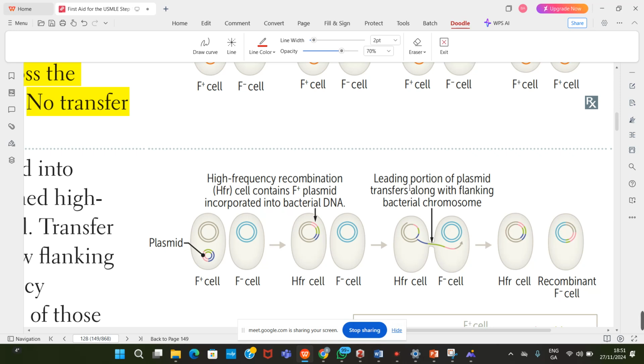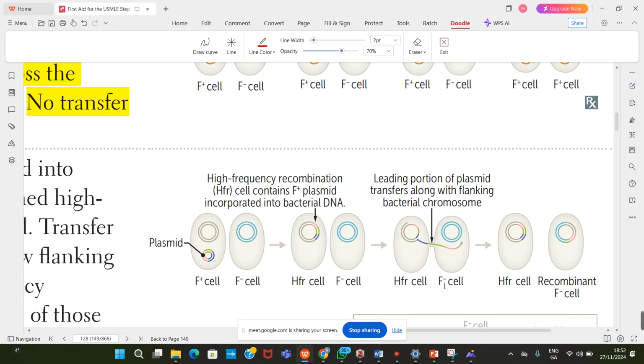Because it is only the leading part of the plasmid that is entering, that leading part is not sufficient to be replicated so that it can form a full plasmid. So the cell that is receiving that plasmid is not going to be able to form a whole plasmid. So it will still be F negative.